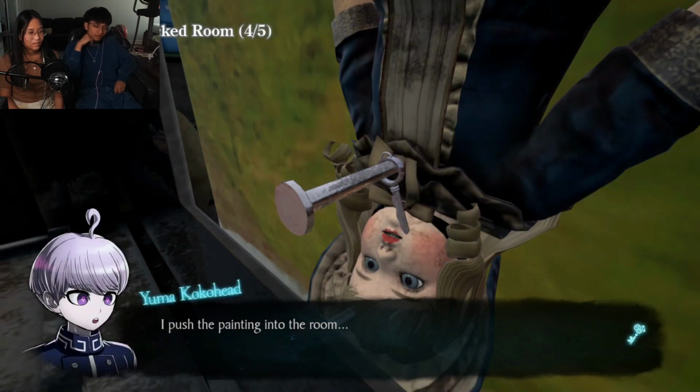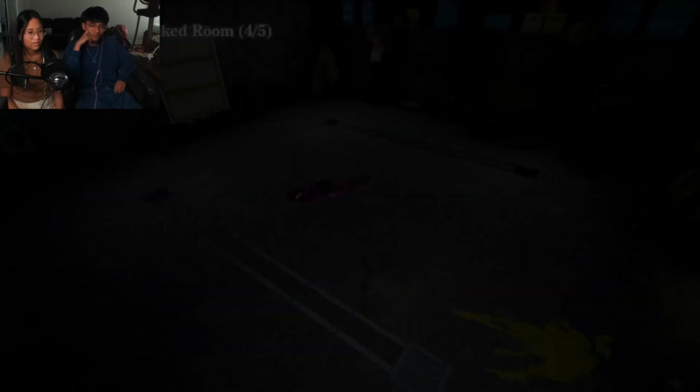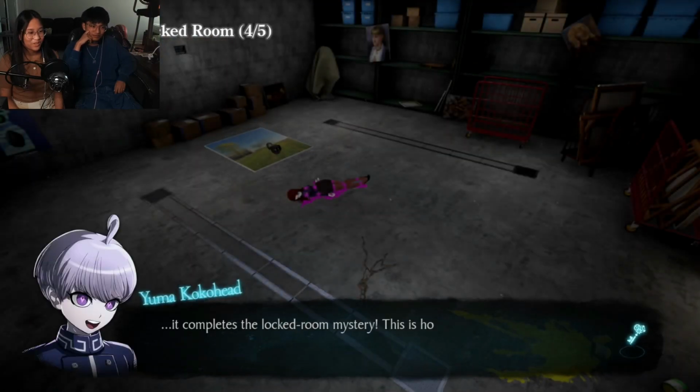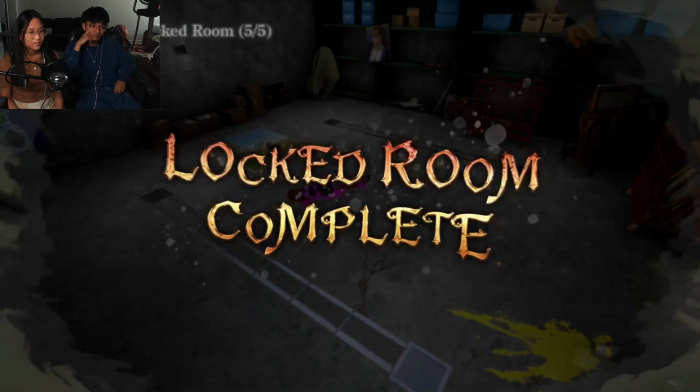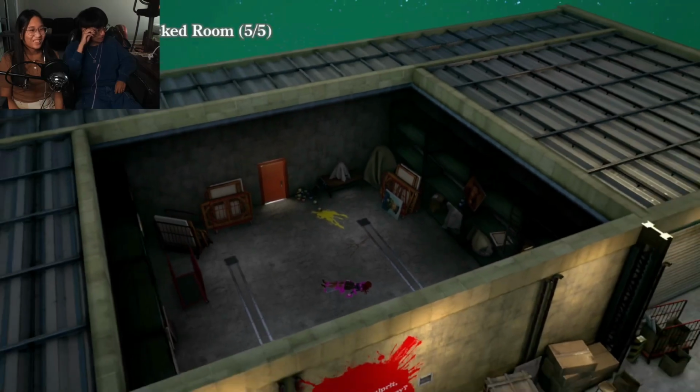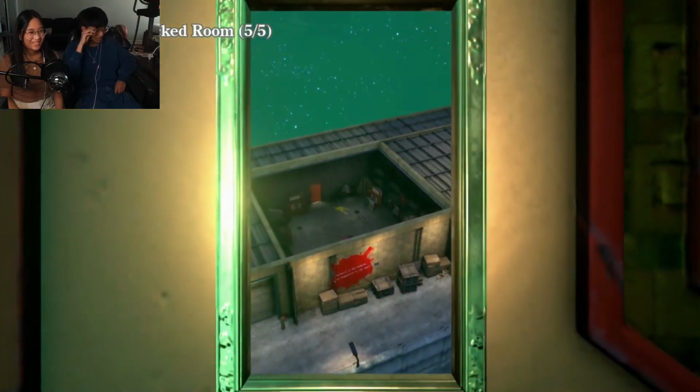I pushed the painting into the room with one finger. It lands so perfectly. The locked room mystery. This is how the culprit did it. We're just too good. Wow, it was so obvious, look at us.